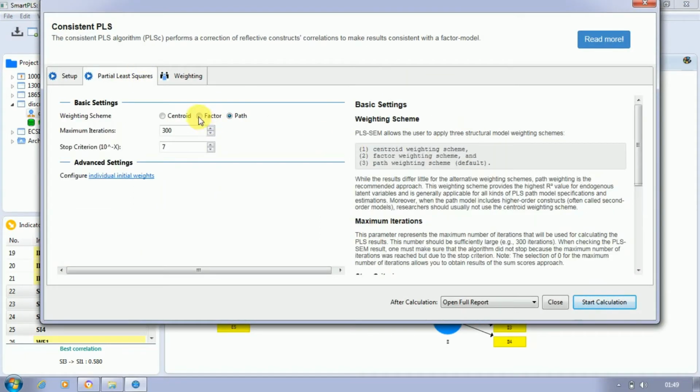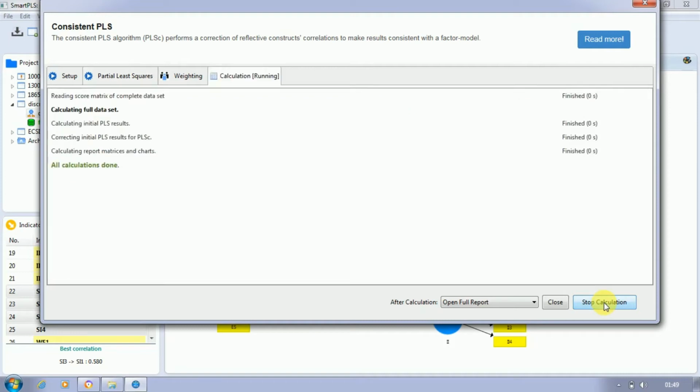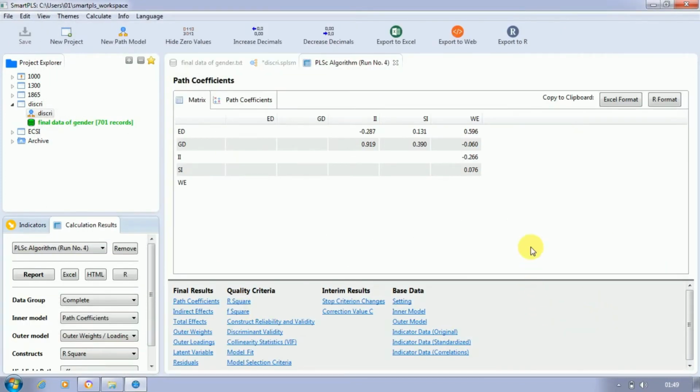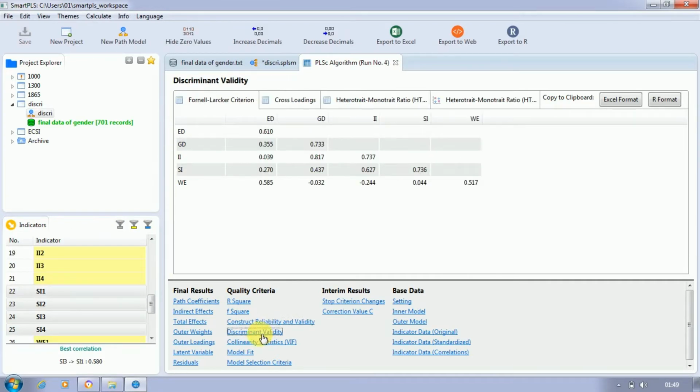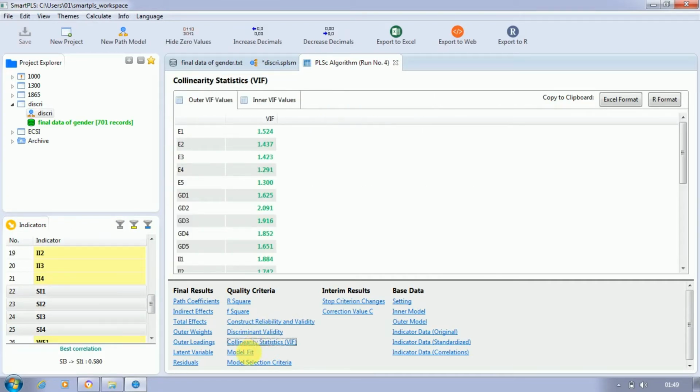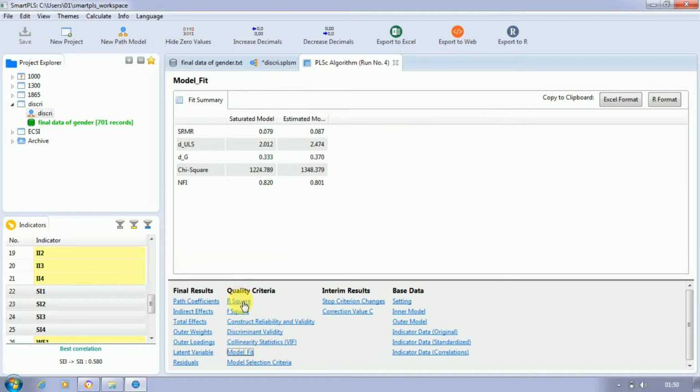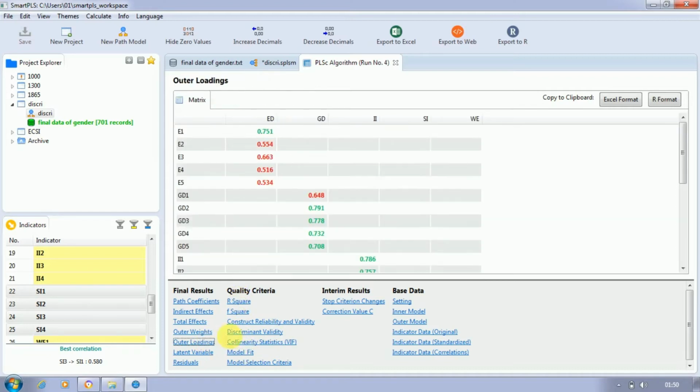For the measurement model we go for the factor. We leave the iteration stop criteria default and run the calculations. After running the measurement model, we get the construct reliability and validity measures, discriminant validity, collinearity statistics, model fit, R square values, outer loadings, and all those.